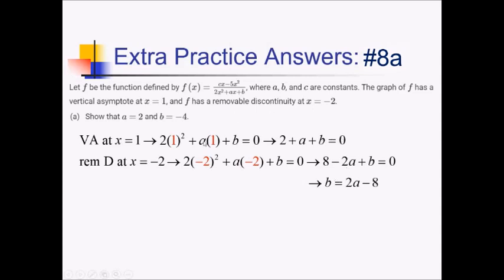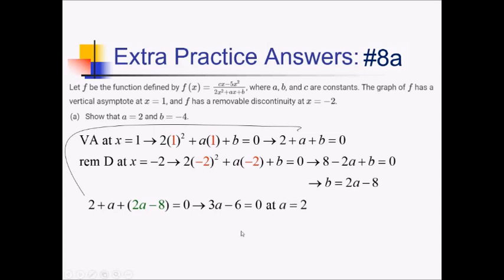So I'm just going to rewrite this down here. I'm going to write this as 2 plus a plus 2a minus 8. So this is going to be, let's see here, negative 6 plus 3a, which means if I add 6 and divide by 3, a must equal 2.